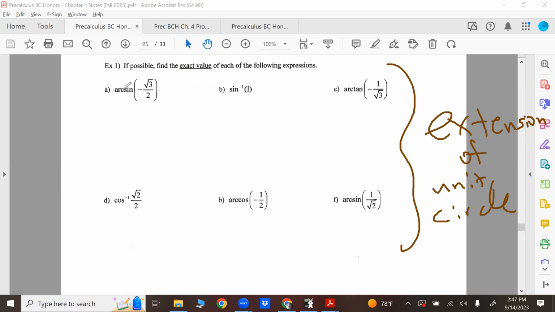So if you think about it, inverse sine of negative root 3 over 2. Where would the y coordinate be negative root 3 over 2? That should be at negative pi over 3. Got it? Or you could give the answer in degrees too, by the way, if you want. This one's easy. That's pi over 2. Inverse cosine of root 2 over 2 should be pi over 4.